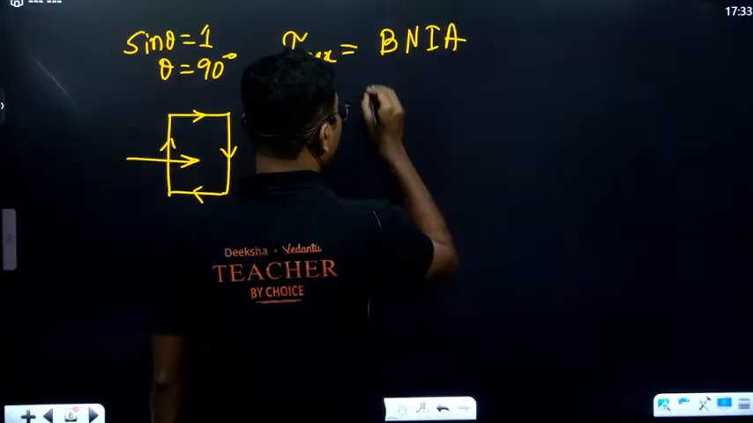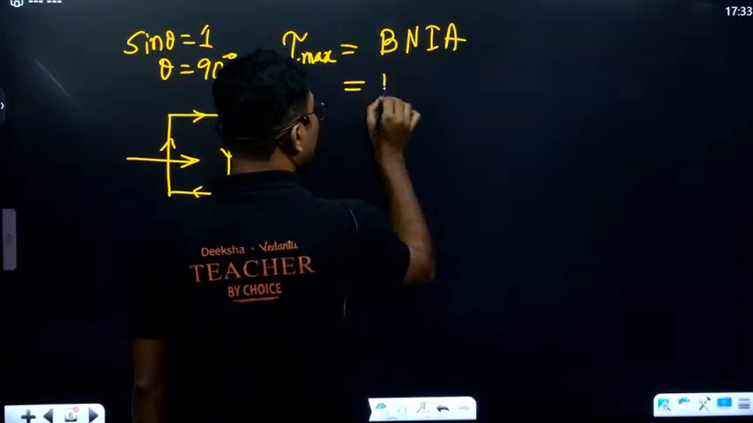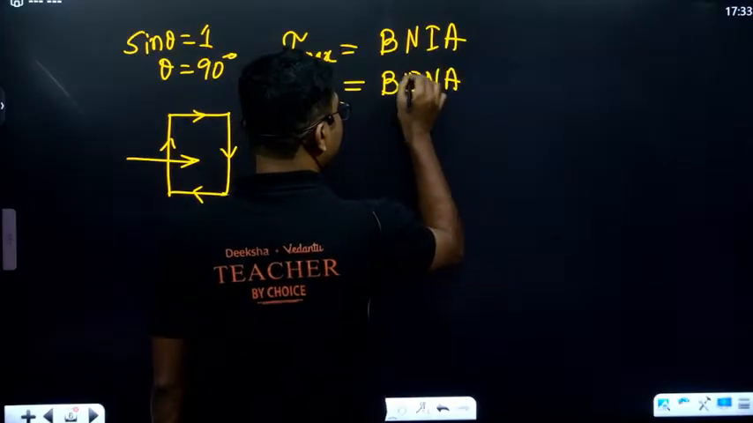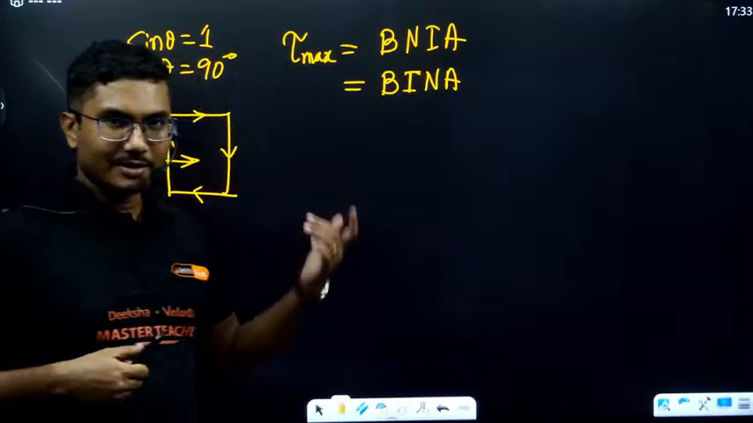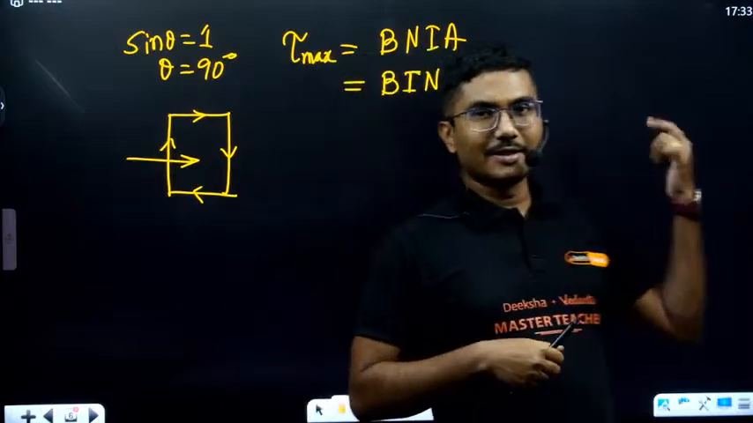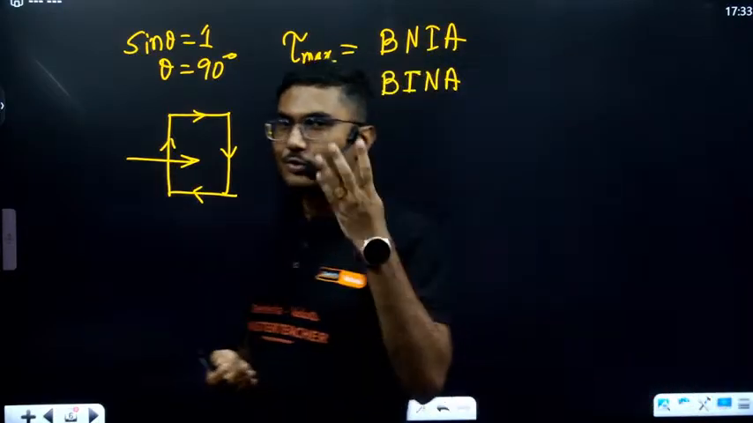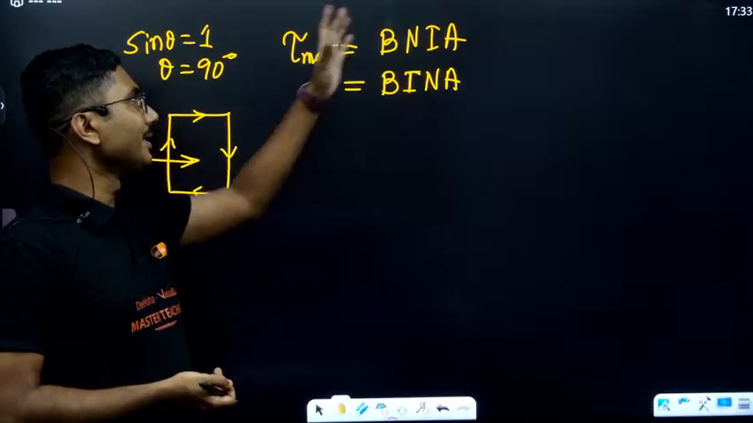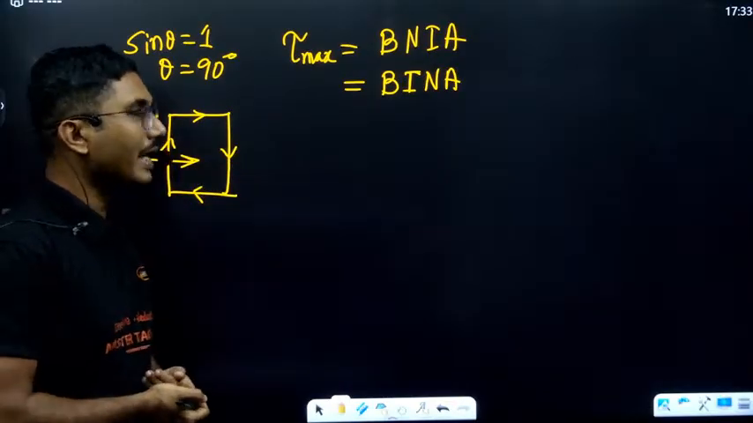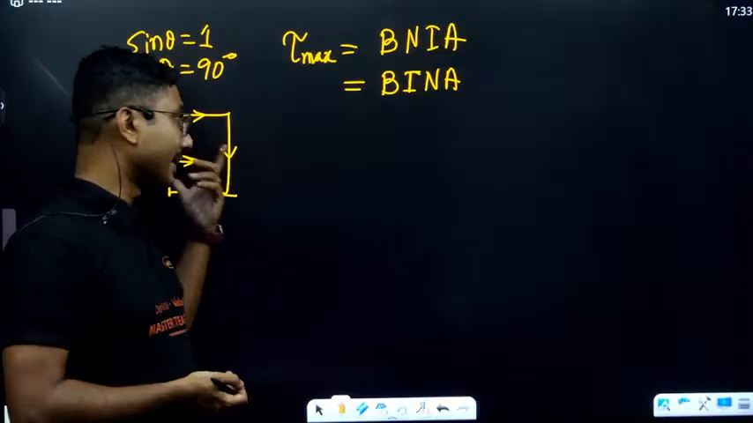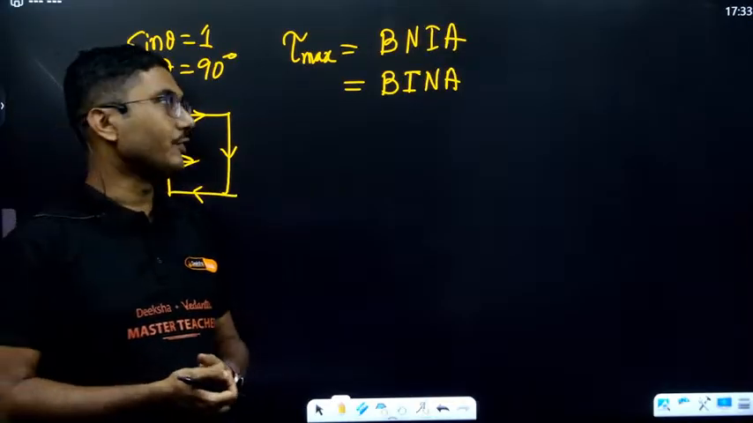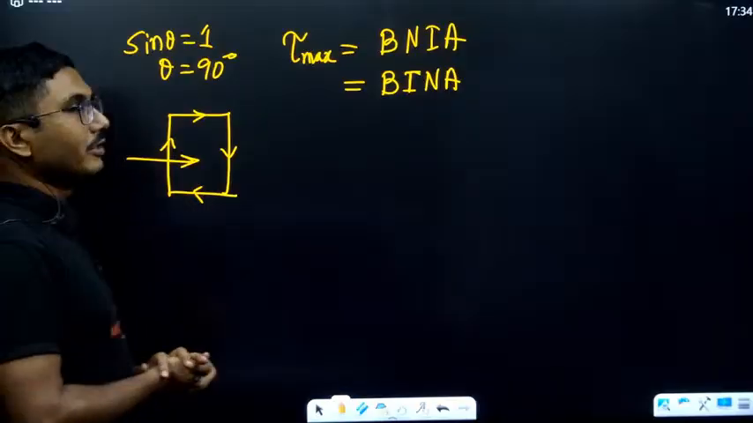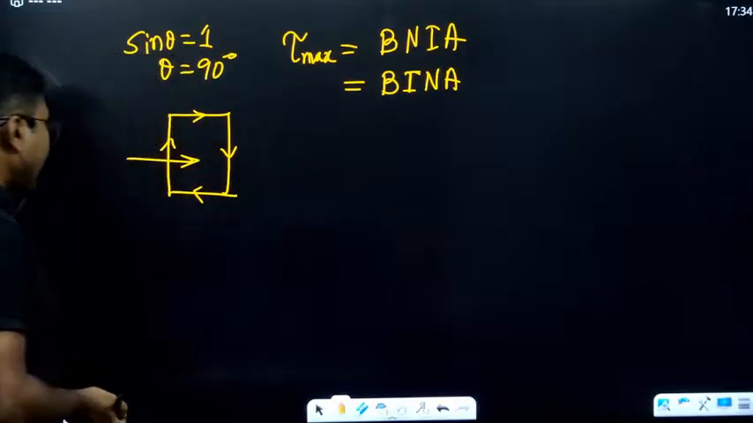BNIA. Okay, if you want to remember this formula, you have to rearrange it and you have to write BINA. Bina. Okay, Bina, the musical instrument that classical musicians play. Okay, 4 strings. The same thing here, Bina. Bina is basically the maximum value of torque acting on a current carrying loop in an external magnetic field.